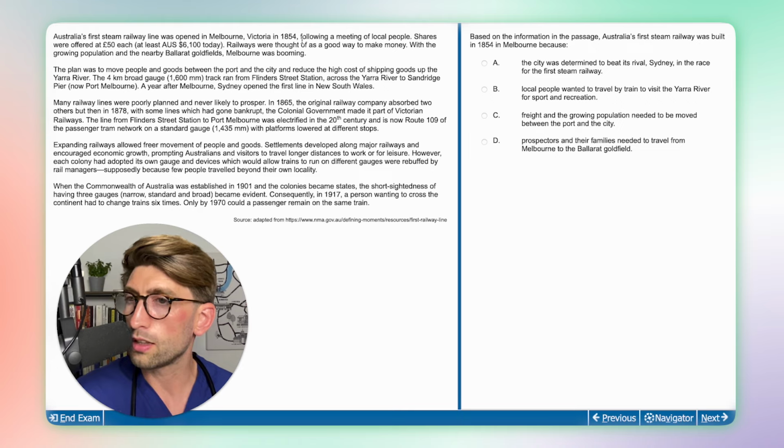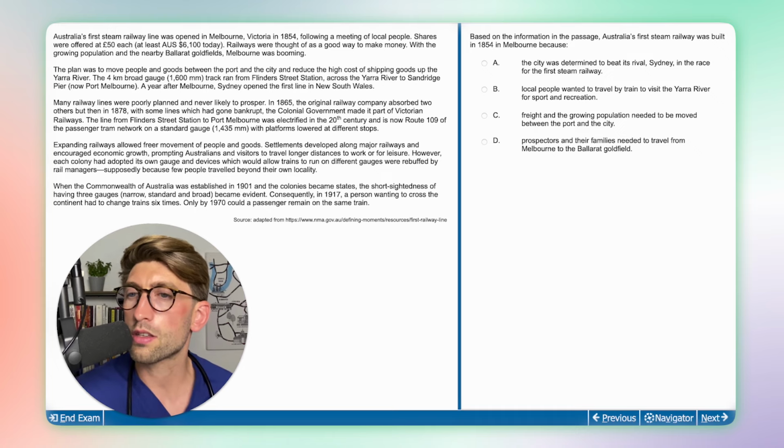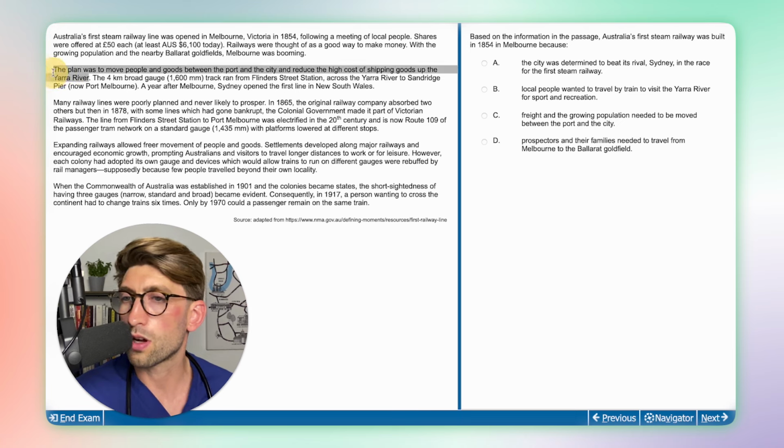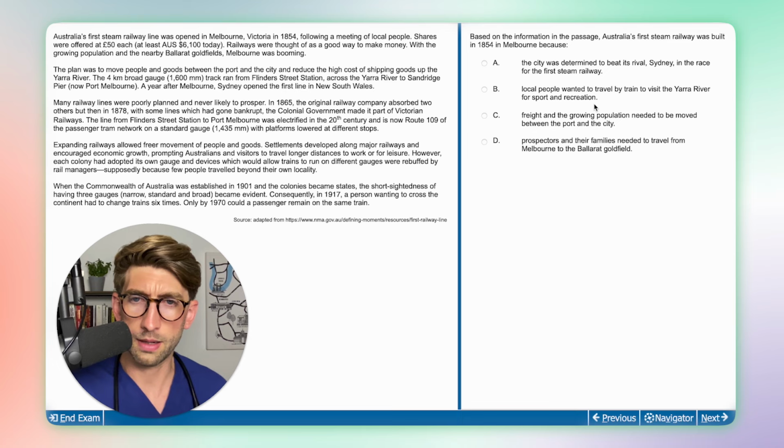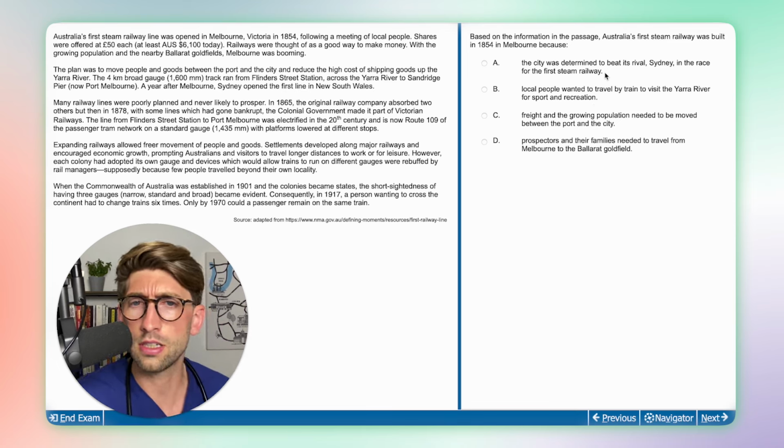I'm going to quickly read the next few sentences, and if I don't find something, then it's probably something to do with money. So the plan was to move people and goods between the port and city and reduce the high cost of shipping goods up the Yarra River. Okay, so yeah, here's maybe it, right? The port and the city and reduce high cost of shipping goods up the Yarra River. So I'd probably say something to do with that. So now we'll look for the answers. Right, city was determined to beat its rival Sydney in the race.